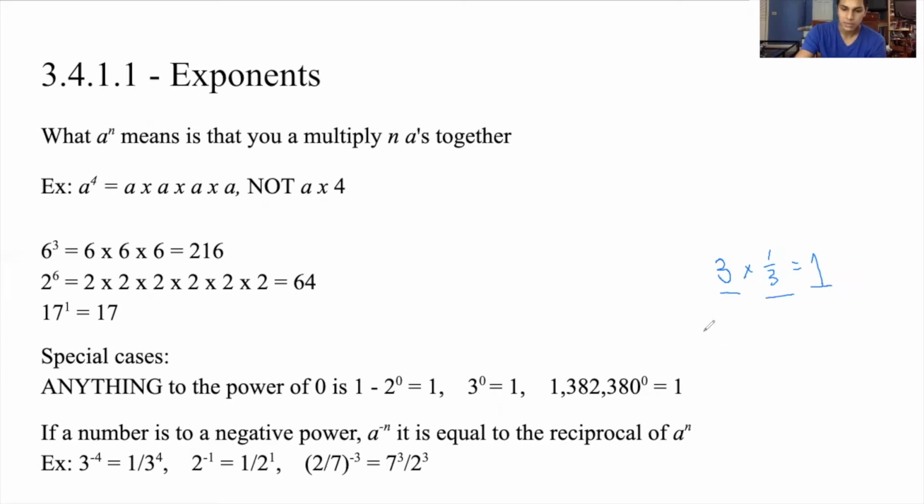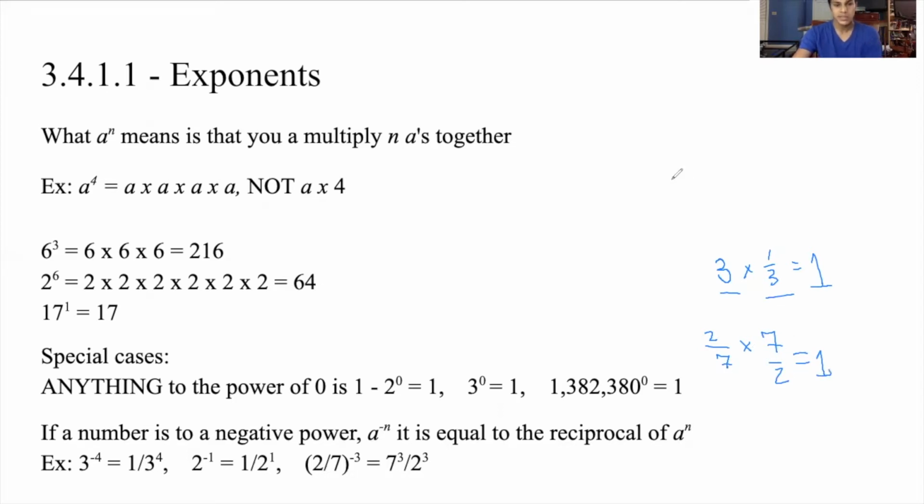If I had the example 2/7, and I had to figure out the reciprocal of that, it's what number times 2/7 equals 1. And the answer is 7/2. 2/7 times 7/2 equals 1. So the reciprocal of 2/7 is 7/2.